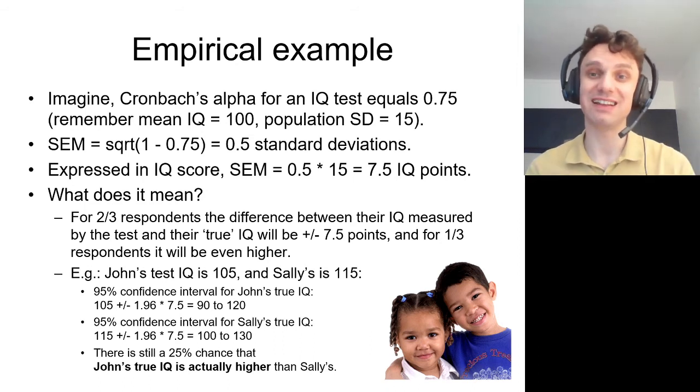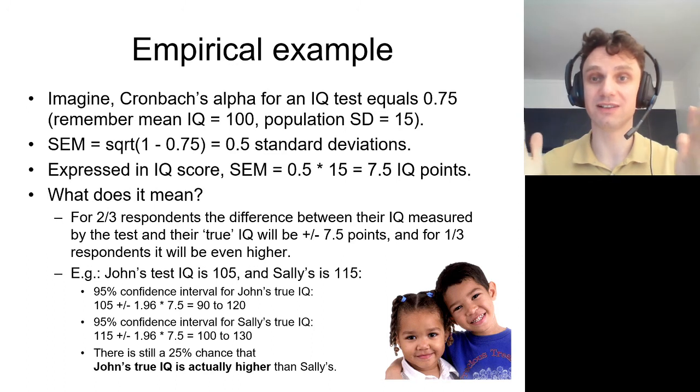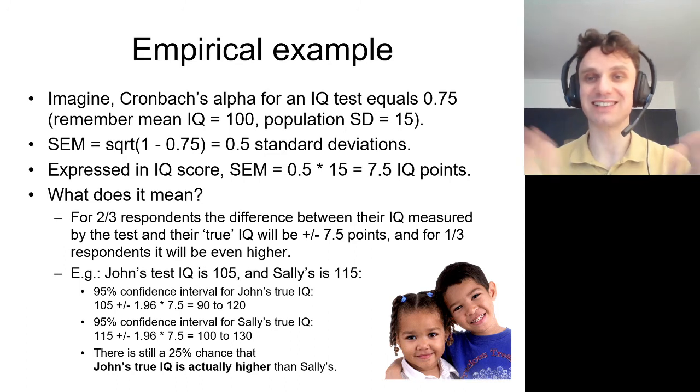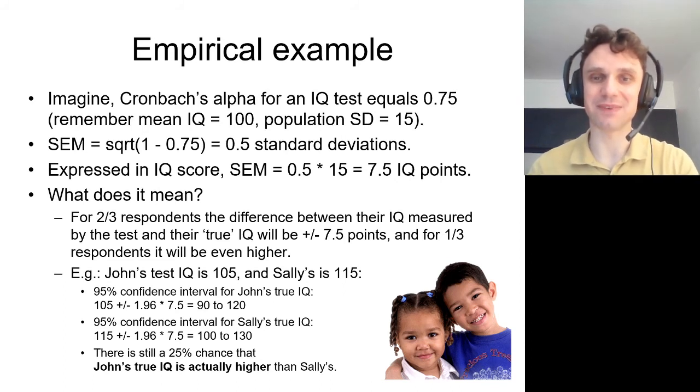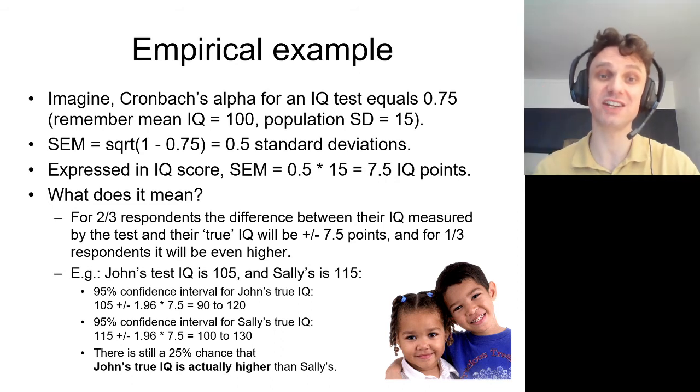And if you remember, 95% of all measurements are within 2 standard deviations from the mean. And standard deviation for independent measurements of the same individual is called standard error of measurement. So in order to create a confidence interval for this IQ scale, first we need to calculate standard error of measurement. Imagine that reliability of our IQ test is 0.75. Standard error of measurement will be square root of 0.25, which is 0.5 standard deviations, and standard deviation is 15, so it will be 7.5 IQ points.